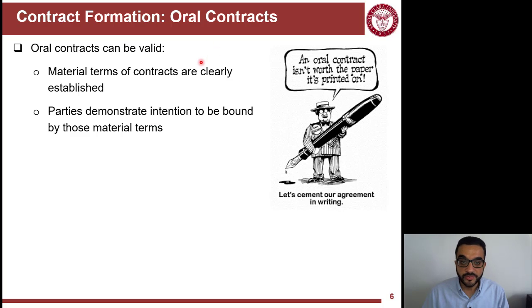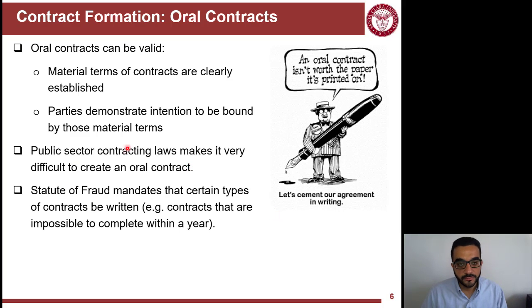Now, contracts can be formed orally, so you can accept a contract orally or offer it orally. It doesn't have to be written, but of course it's good practice to put things in writing. But the condition here is that when you provide the offer orally, all the terms of the contract need to be clearly provided and established. The parties need to demonstrate intention to be bound by these terms. When you say I agree to this contract where I will do such and such, this is now a binding contract.